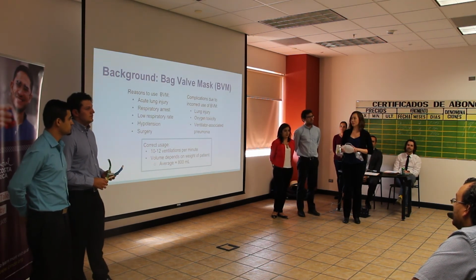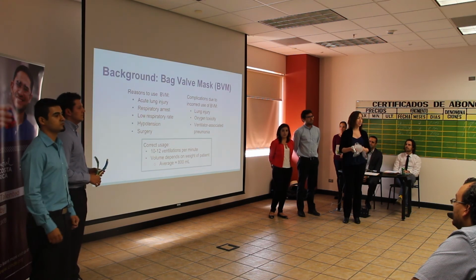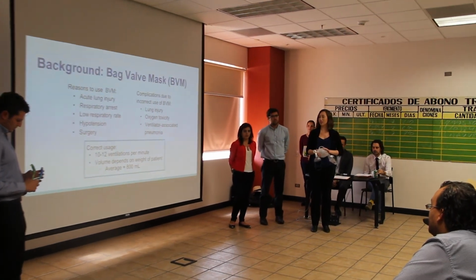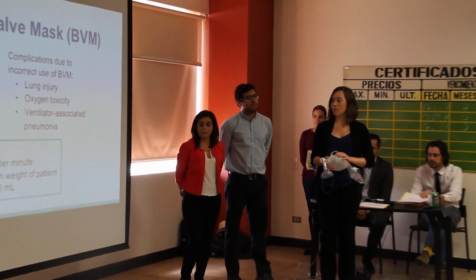So this week we've been working with this device right here, which is a bag valve mask, or BVM. So this is used on patients that are having trouble breathing. So this can be due to acute lung injury, respiratory arrest, low respiratory rate, hypotension, or during surgical procedures. So to correctly use this device, the user should squeeze it 10 to 12 times per minute. And the volume of air that the patient needs is dependent on their weight. So, for example, an average person needs 800 milliliters of air 10 to 12 times per minute.